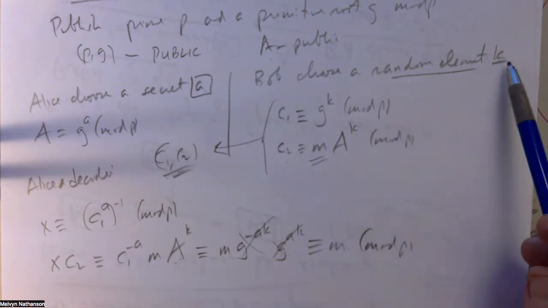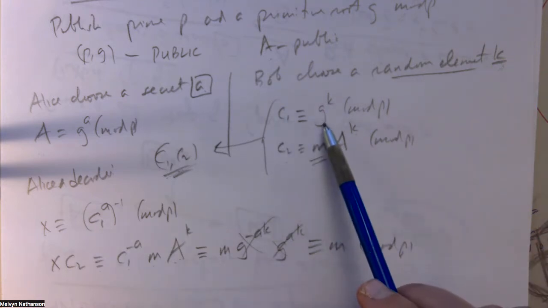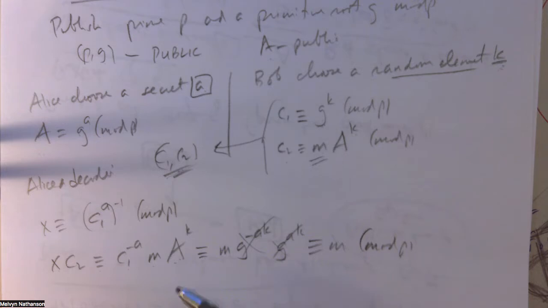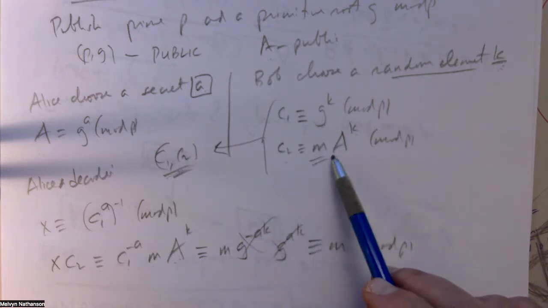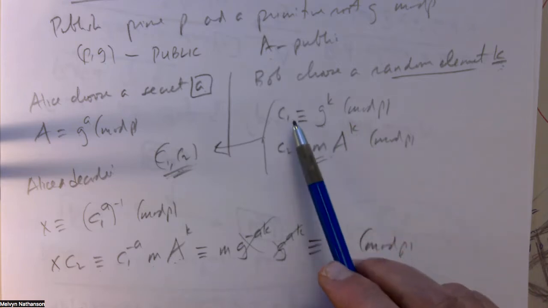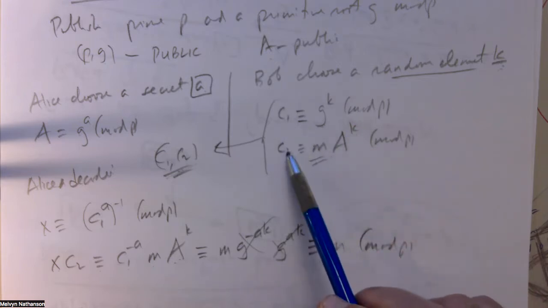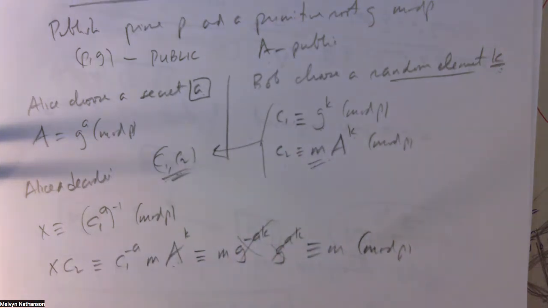So Bob chooses a random number k, a random positive integer. Let C1 be the primitive root G to the power k. Let C2 be his message times the publicly available number capital A raised to the k power. So Bob computes two numbers, C1 and C2. Those are the numbers he publishes. And Alice, who knows her secret number little a, can decode this message to get M.